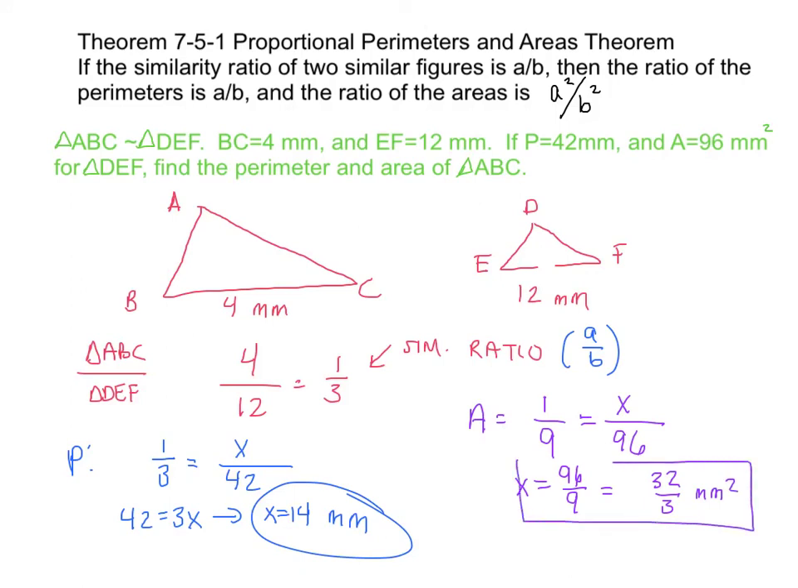And so now we have found the area and perimeter. The big key here was knowing to square your similarity ratio for the areas. Besides that, that's all we've got for today. Hopefully it should be somewhat of a review, but if not, be sure to write down any questions you have and ask in the morning.